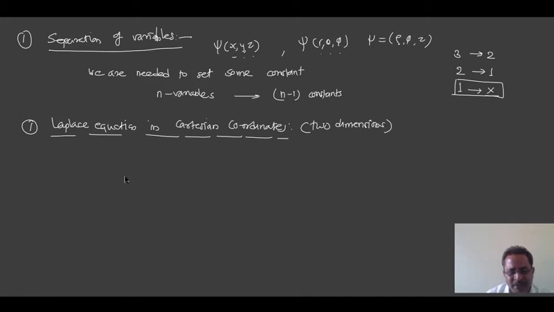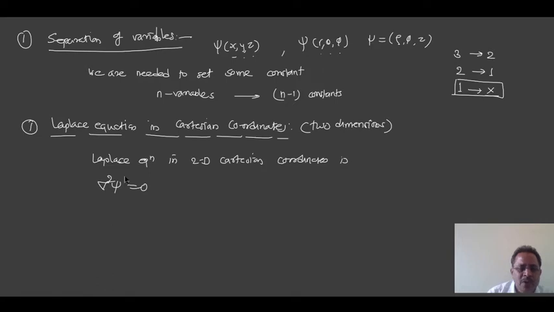Okay, for simplicity, for understanding purpose only, you can go for 3 dimensions as well, it makes no difference. So first let's write the Laplace equation in two-dimensional Cartesian coordinates. I think you might have heard this: del square psi is equal to 0.